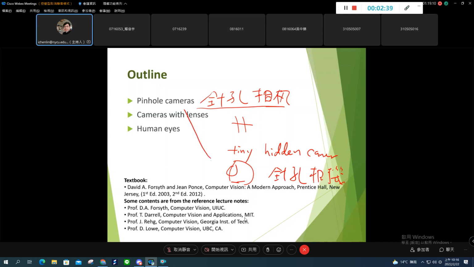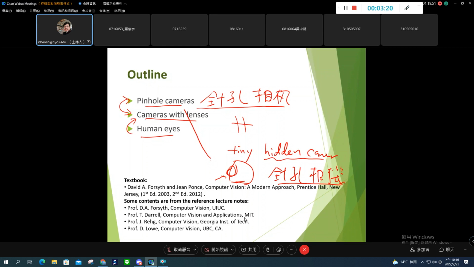The pinhole model is a kind of simplified approximation of the camera. So after we talk about the pinhole camera and the camera with lens, we'll talk about what those tiny cameras actually are: they have a small tiny lens in front of the camera. And our human eye is also a kind of camera, right? So it's sort of like the camera with lenses situation.